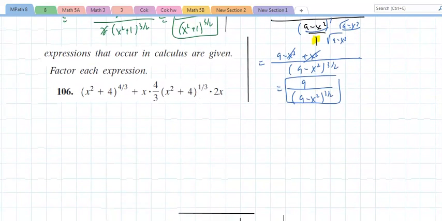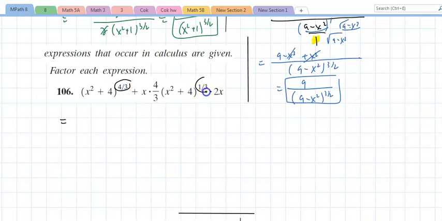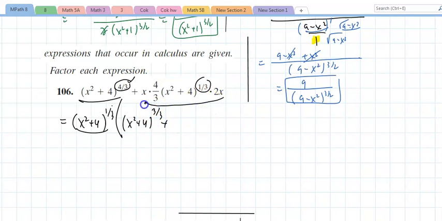This problem requires factoring. Which is bigger, 4/3 or 1/3? So I'm going to factor out x squared plus 4 to the 1/3, the smaller. If I take this divided by this, wouldn't you write the base and you subtract the powers? What's 4/3 minus 1/3? 3/3. And if you take this second term divided by this, that will cancel out, and you're left with x times 4/3 times 2x. The reason they're giving you the problem that way, that's literally how you get it in calculus when you take a derivative.